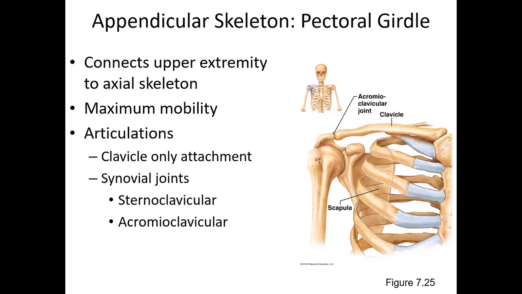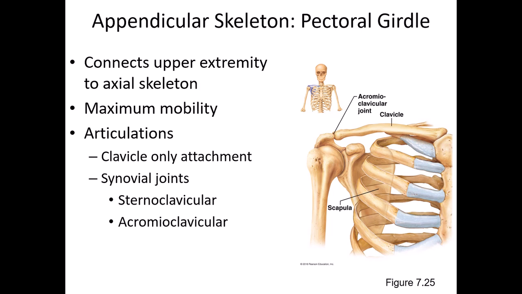The clavicle articulates with the sternum. It's called the sternoclavicular joint. You can see it's connecting to the manubrium of the sternum. That is a synovial joint. That is a saddle joint and a diarthrosis.